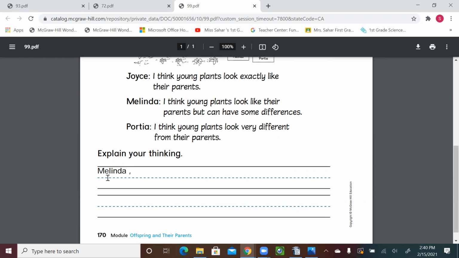And why, what's your explanation? Because some plants, for example, may have different shapes of the leaves or different colors. All right, so we agree that plants look alike, but with some little differences. Okay. Let's go to the next page.